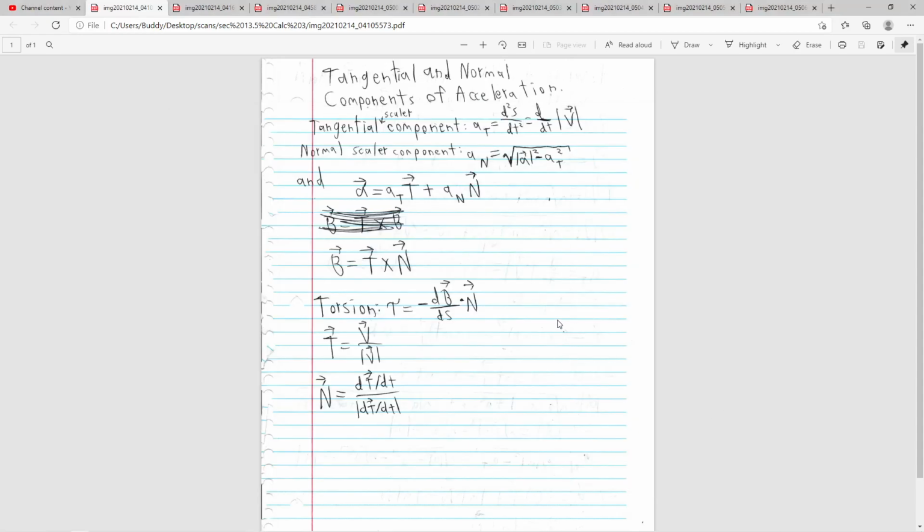So finally, as far as vectors are concerned, I think this is the pure vector math for the most part. We're going to try to get into some other topics after this, but first, tangential and normal components of acceleration.